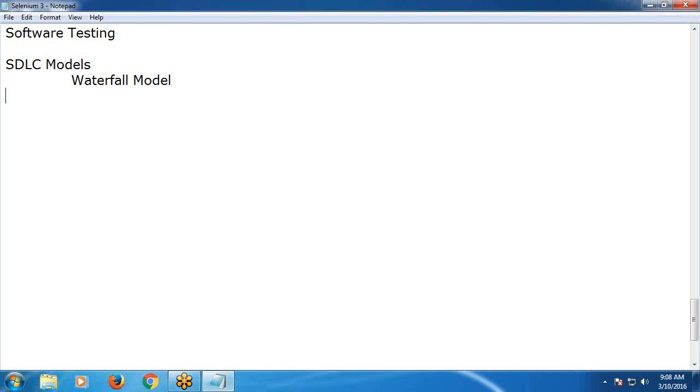Next, V model. See, these are sequential models. Sequential development happens in the waterfall model and V model. Next, incremental models and iterative models are also there. Suppose spiral model.